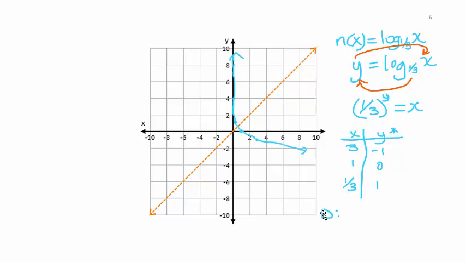And so the domain, again, for this function, like the last one, is 0 to infinity. And the range, like all logarithmic functions, is -infinity to infinity. We can then graph the exponential function pretty easily by taking these ordered pairs and interchanging the x and y coordinates, and we get some points on this exponential function. So (3, -1) becomes (-1, 3) on the exponential. (1, 0) becomes (0, 1). And then (1/3, 1) becomes (1, 1/3).